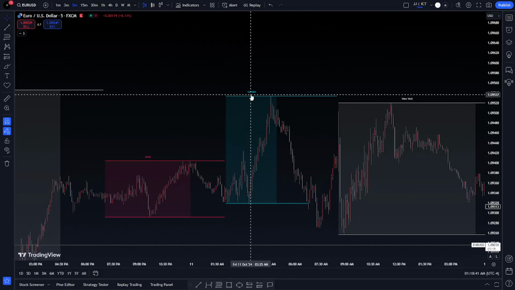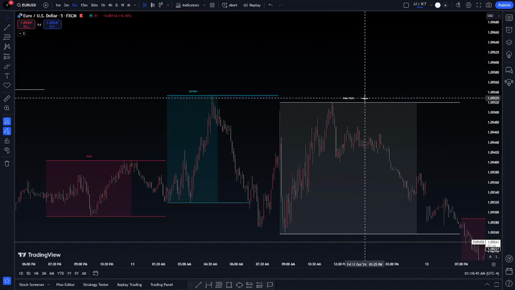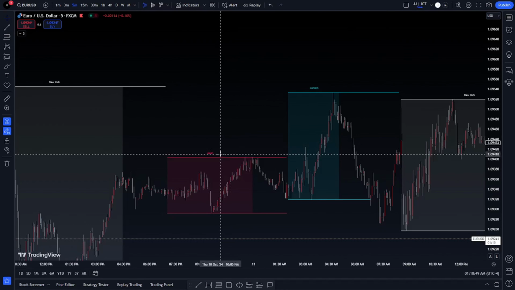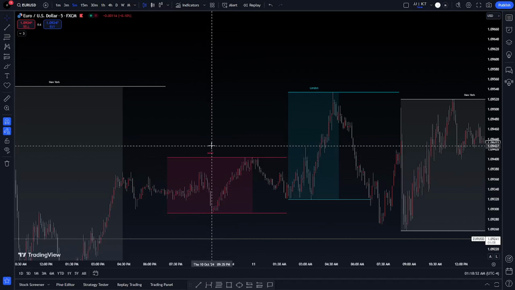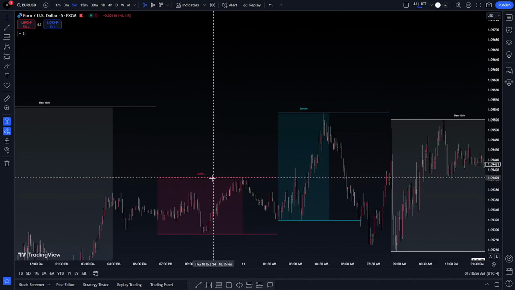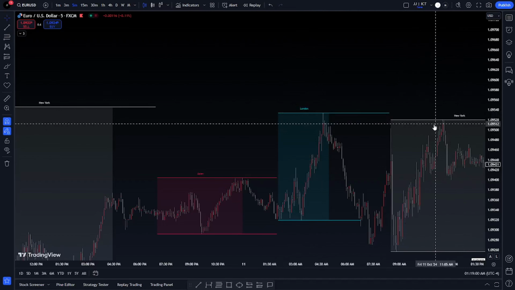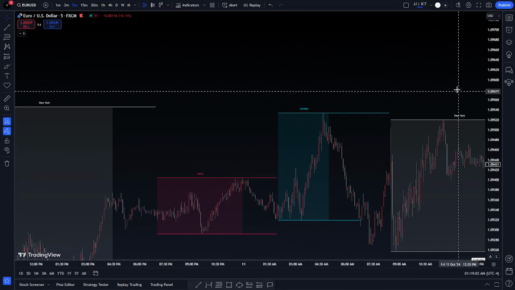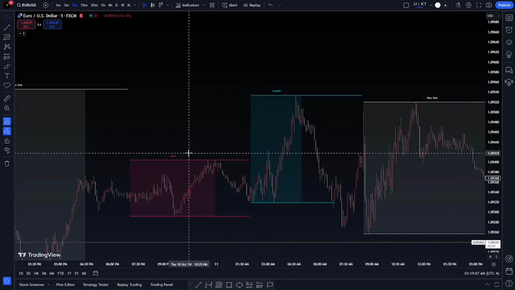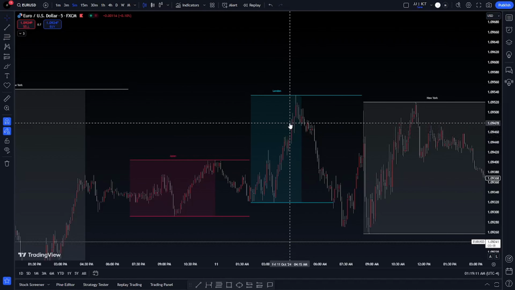Like I said, Asian is the lowest volatile out of the three, London is the second highest, and New York is the most volatile. I'm not saying Asian isn't volatile, it is just the least volatile of the three. So you have Asian, London, then New York, with New York being the highest. Simple, right? And you would want to look for trades within these kill zones.